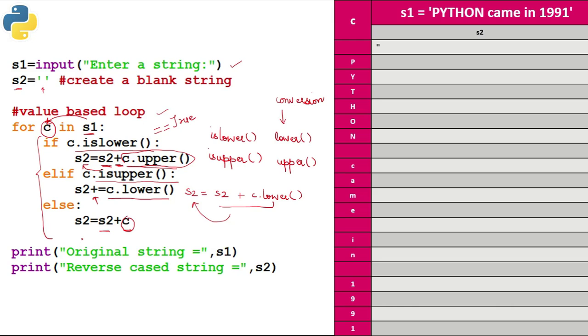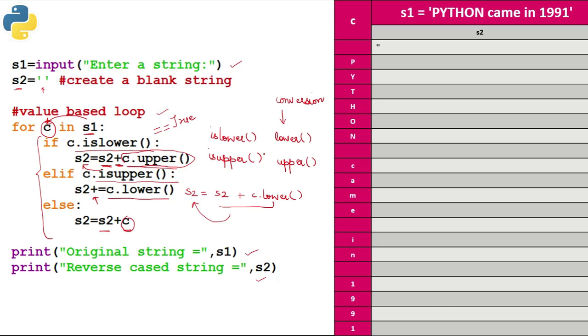After this for loop is over, we can print original string is equal to S1 and reverse case string is equal to S2. So this is actually, we are making our own Swapcase code. We have the Swapcase function that is used to convert the cases of the letters to their opposite versions.